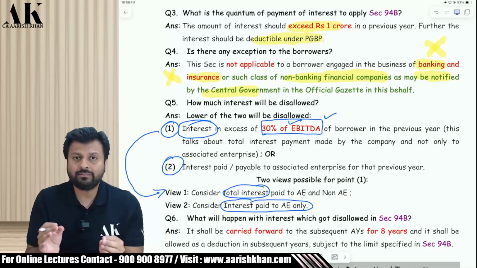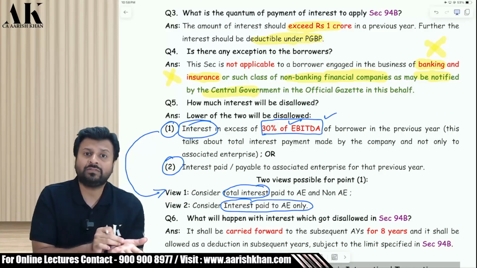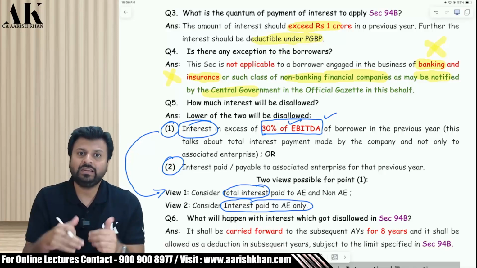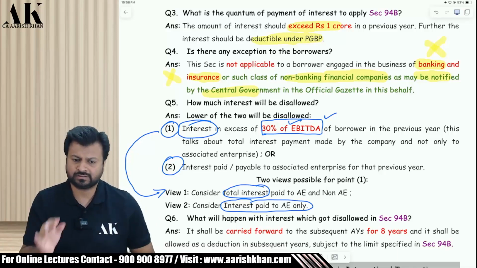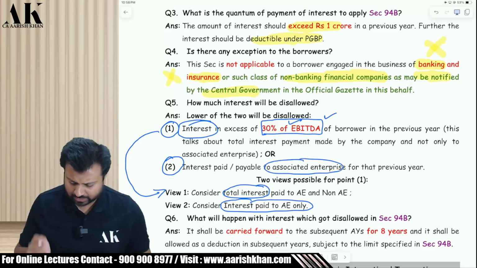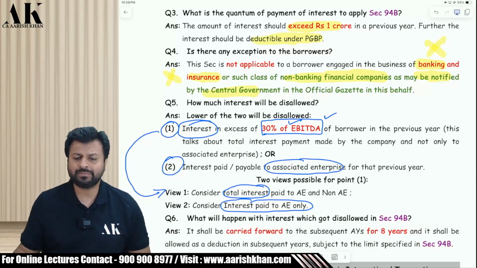Okay, so in point number 1, you can first compare your total interest with your 30% of EBITDA and take the difference, or you can compare only the interest paid to AE with 30% of EBITDA and take the difference. Point number 2 is the same for everybody, that is interest paid or payable to associate enterprise. Whatever interest is disallowed, don't worry, it is a permanent disallowance.